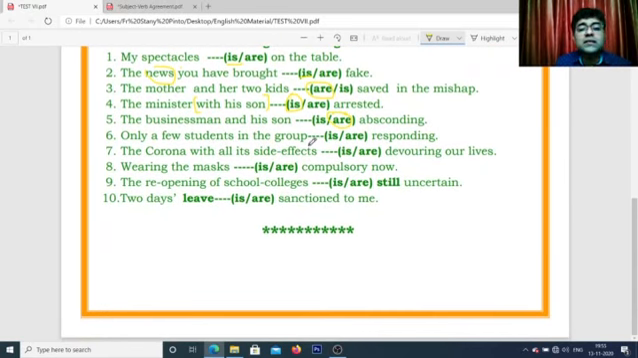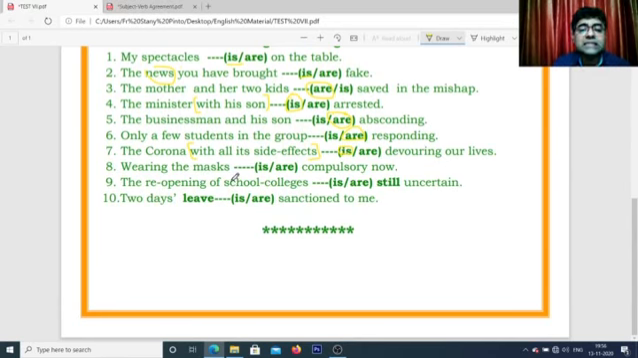Only a few students in the group dash responding. Only a few students in the group are responding, not "is responding", because only a few. A few, if you remember countable and uncountable nouns. Okay. The corona with all its side effects dash devouring our lives. The corona, once again, please remember parenthetical. So the answer is, corona is devouring our lives.